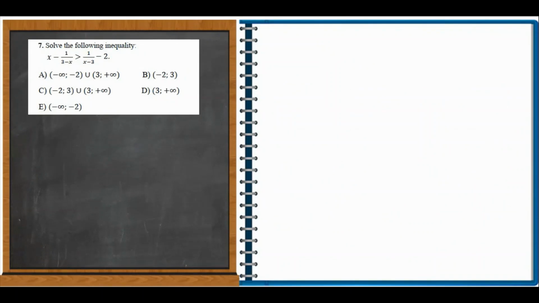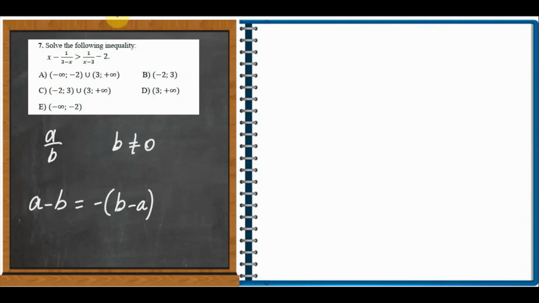Question number 7. In question number 7, we see a rational inequality. By that, I mean the variable is in the denominator. That's why we call it rational. Now, to solve this inequality, first of all, we need to know that the fraction a over b is defined when b is not equal to 0. And also, we must know that a minus b is the same thing as negative b minus a.